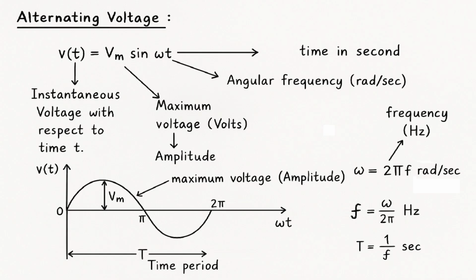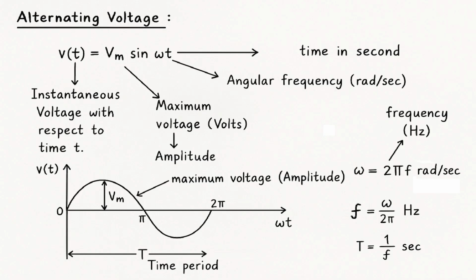Imagine you're watching a movie of the voltage changing. The entire movie is the alternating voltage cycle. The instantaneous voltage, v(t), is like pausing the movie at one exact frame and asking, what is the voltage right at this precise moment? Because the voltage is always in motion, its value at 1 second will be different from its value at 2 seconds. This v(t) is the part of the formula that gives us that specific, snapshot value.